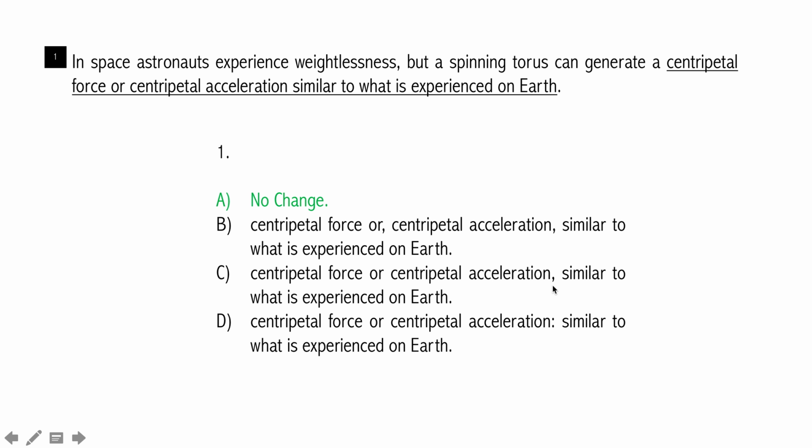Now, once again, many people might be convinced that, okay, centripetal force or centripetal acceleration, similar to what is experienced on Earth, is adding extra detail, and yes, we need to separate the clauses here with a comma. No, you do not. A spinning torus can generate a centripetal force or centripetal acceleration similar to what is experienced on Earth. It is perfectly logically coherent without the comma, so we're not going to break the sentence.